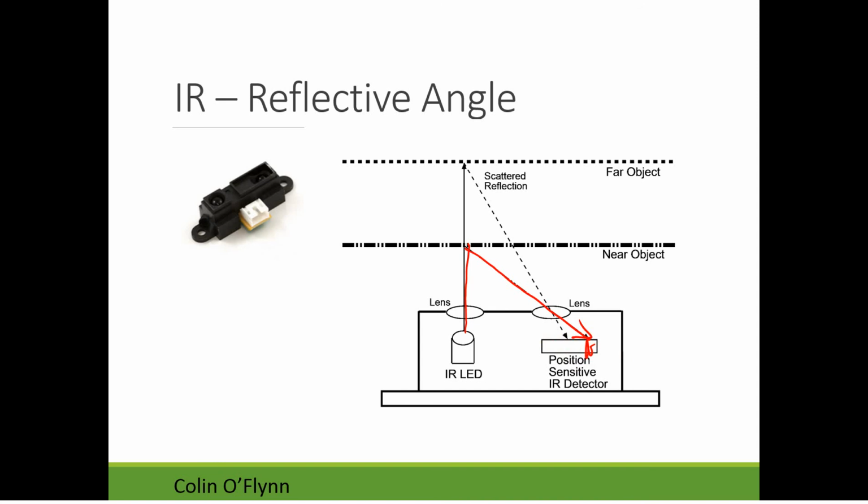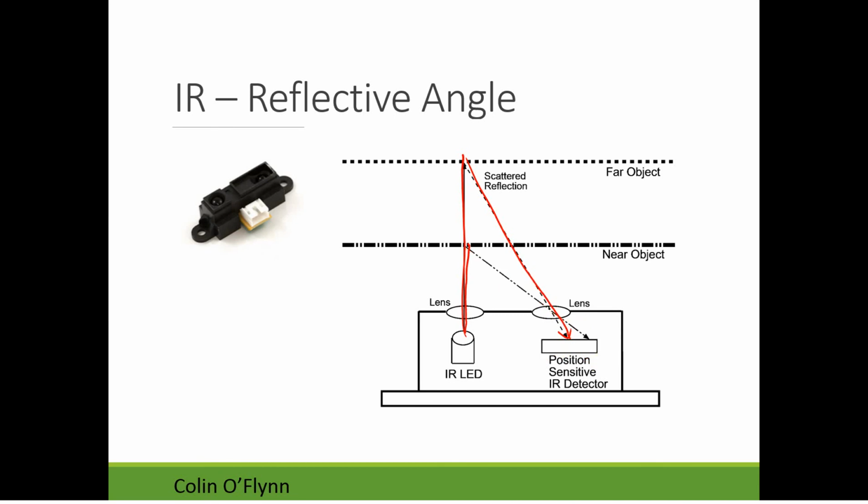Alternatively, if the object was far away, what you would get is it's only going to fall halfway on that position-sensitive IR detector. So you might have different locations within the system that the position-sensitive detector is reaching. Based on where that reflection is lying on this linear detector, you could figure out the distance of the object. So that's a simple reflective angle sensor.